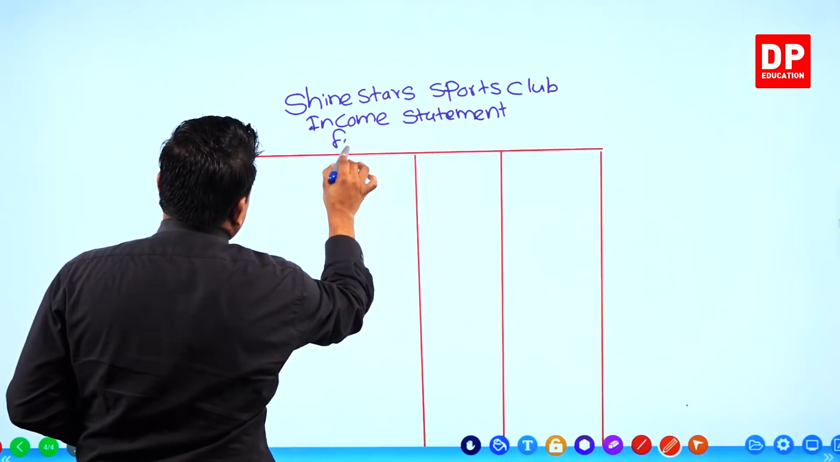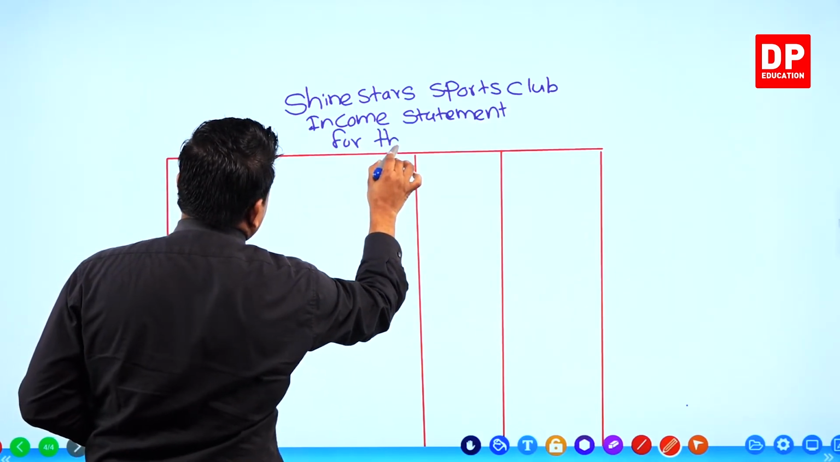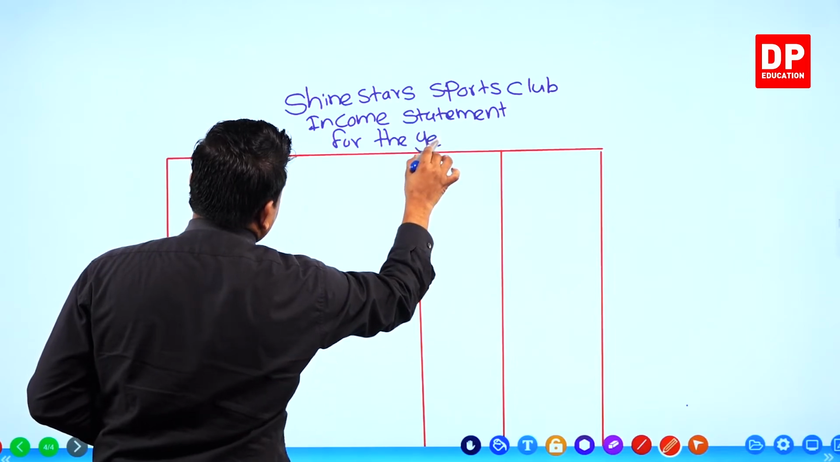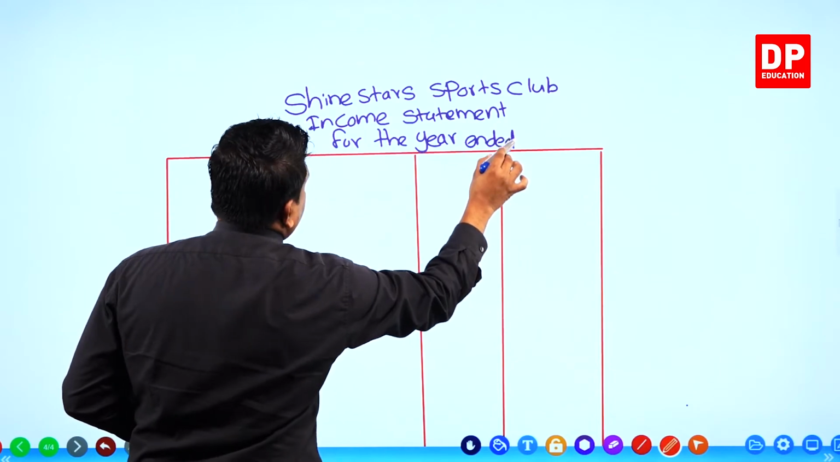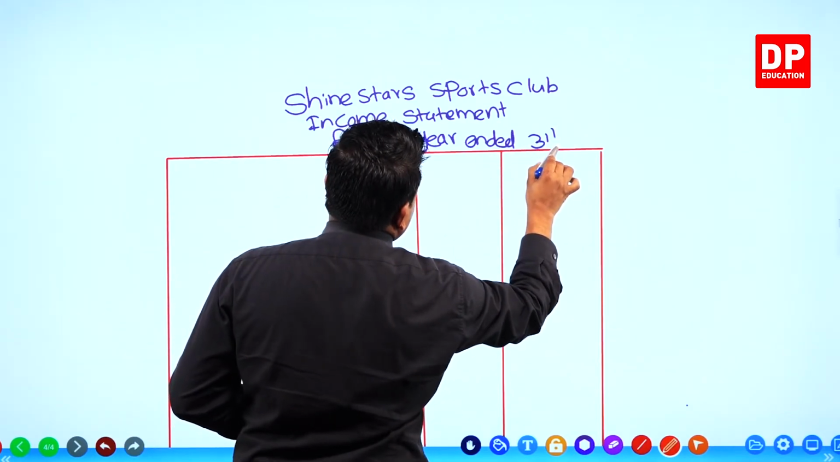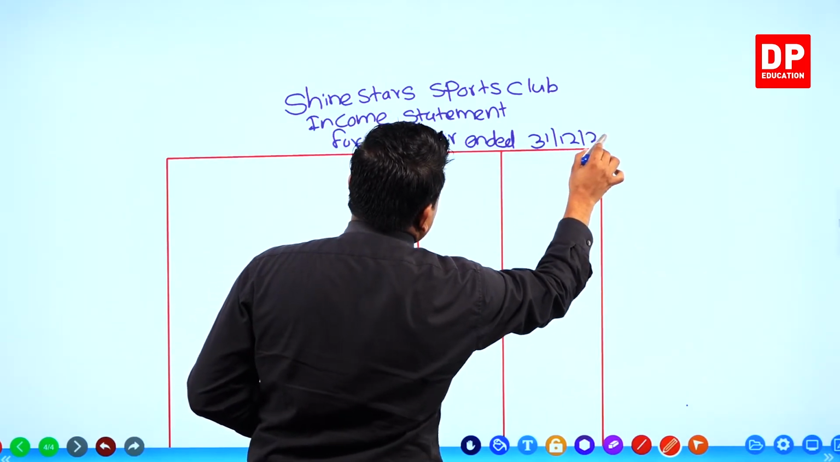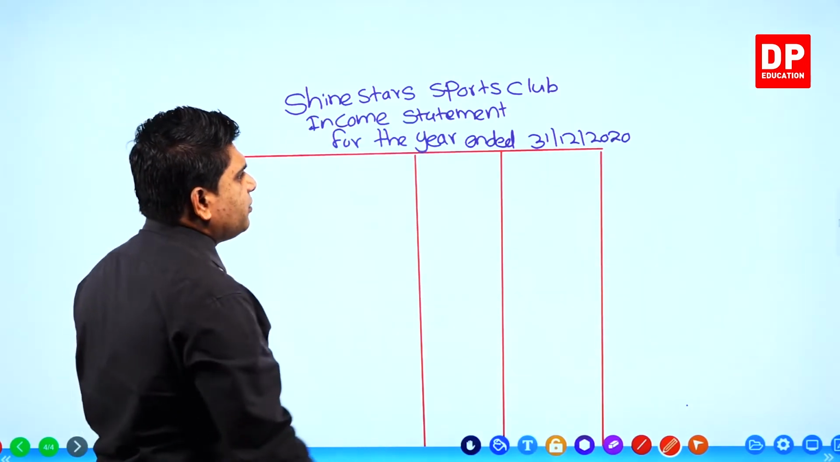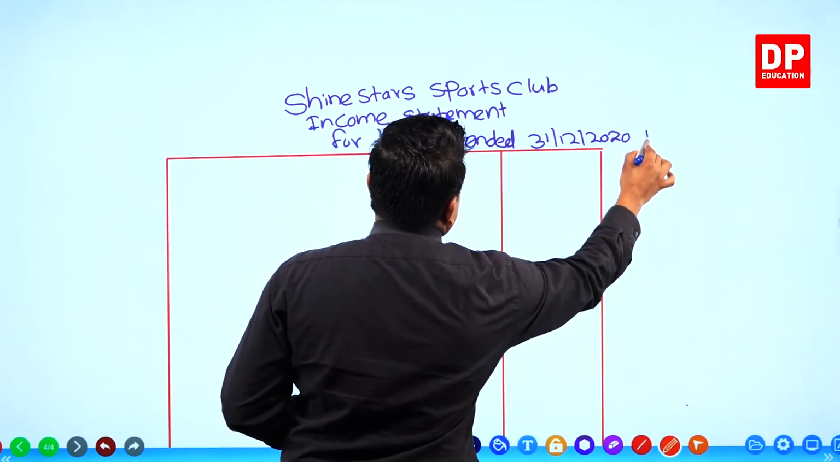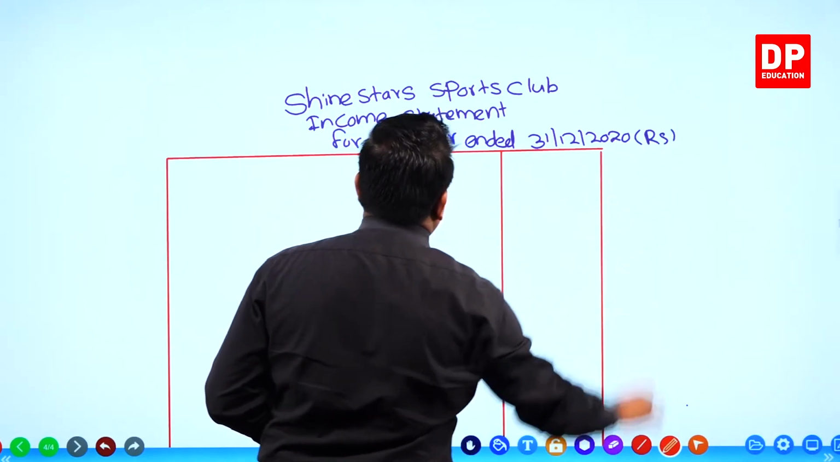For the year ended 31st December 2020. Just imagine this detail, right? Then we use the rupee values here. In rupees we do.